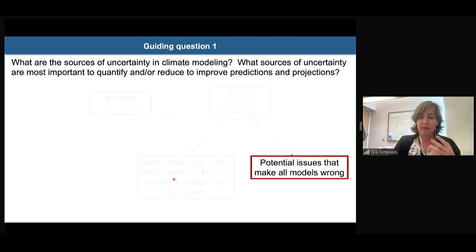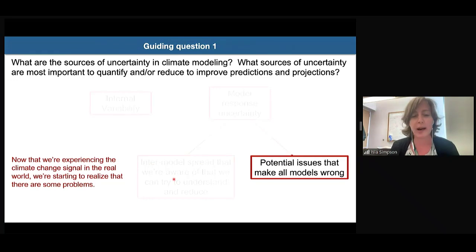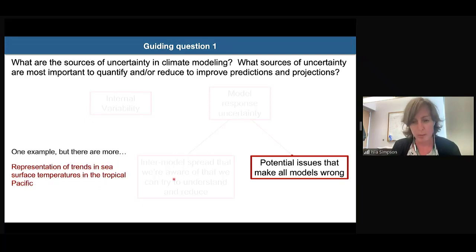But now I want to talk about potential issues that might be making all models wrong. And I think this is something that we really need to be more and more concerned about, because we're really starting to experience climate change in the real world. And so we're starting to see the real world evolve, and we're starting to realize that there are some problems in our models. There are a few problems that I'm concerned about. I'm only going to go through one of them here, but I'll mention a couple of them at the end. And I'm going to talk about the representation of sea surface temperatures in the tropical Pacific.